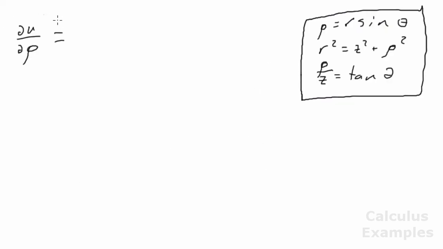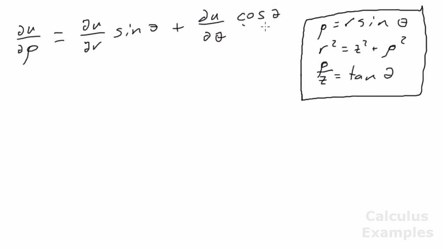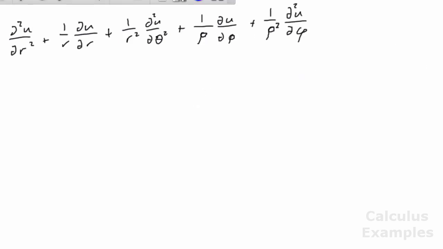All right, so the final result for this partial is partial of u with respect to r, and partial of r with respect to rho was sine theta, right? Plus partial of u with respect to theta, and partial of theta with respect to rho, which was cosine theta over r. Not too bad. So we're finally at the end. We have the last two pieces we need.